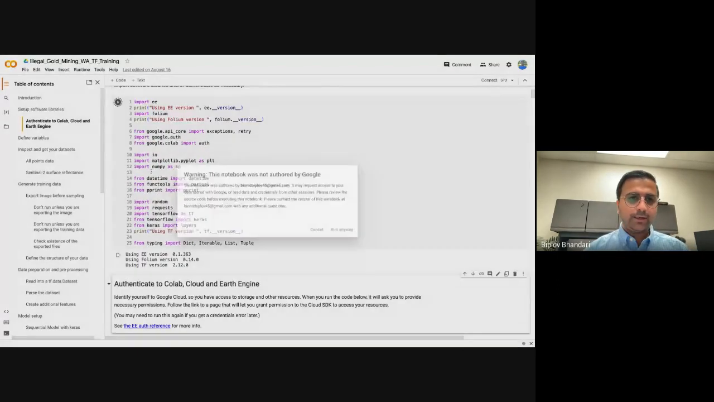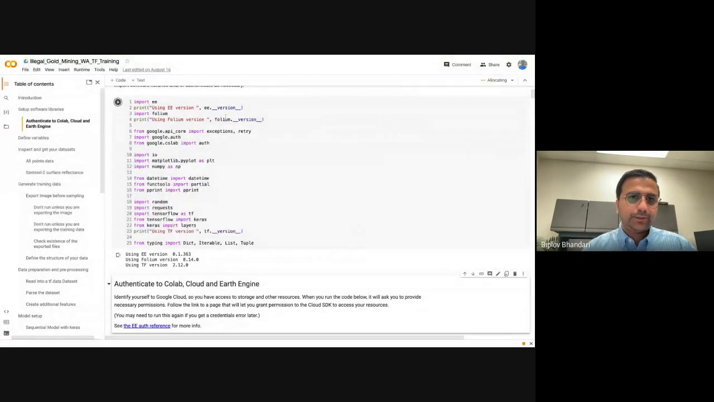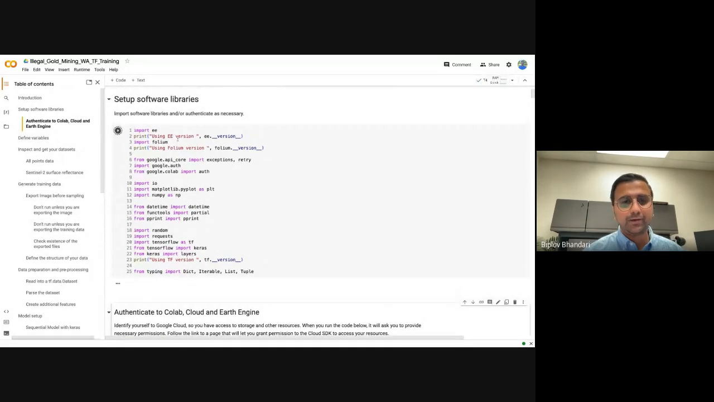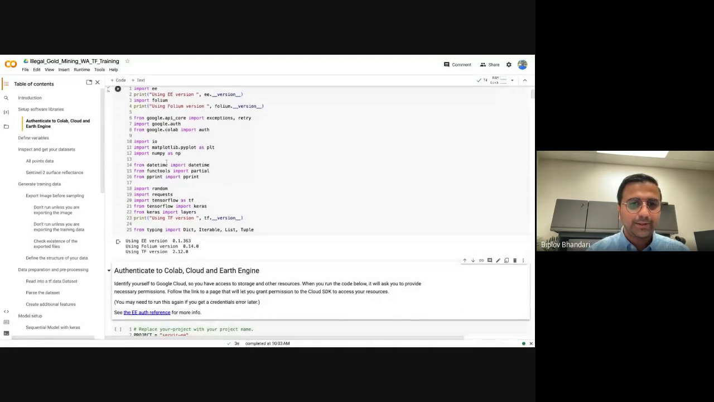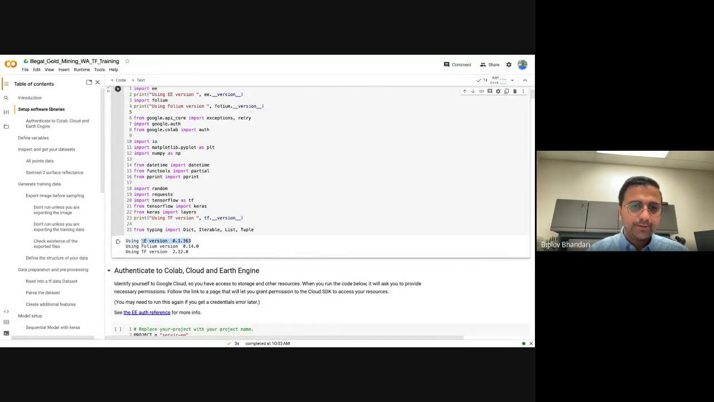So I'm going here and importing Earth Engine and several other libraries that I would need in order to run the subsequent code base. Here I'm using the EE version of 0.1. We're using Folium to visualize. You saw that in Earth Engine.